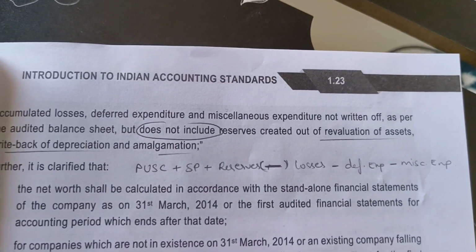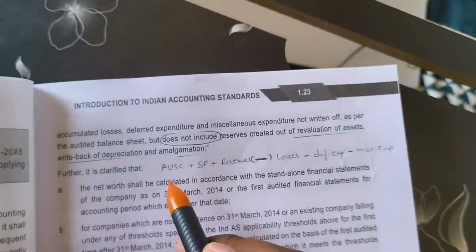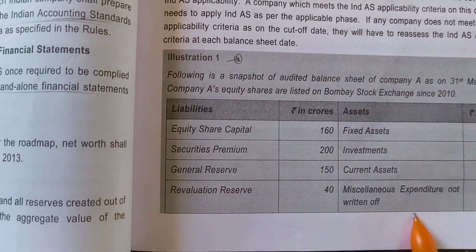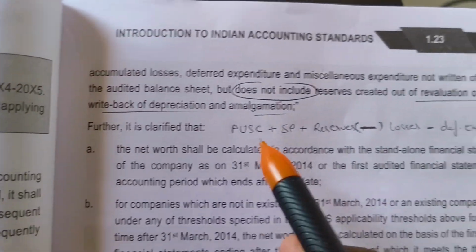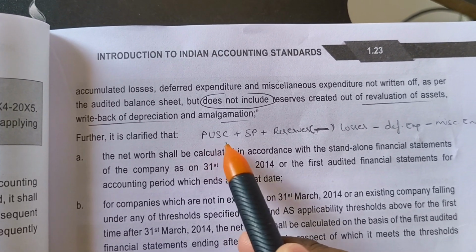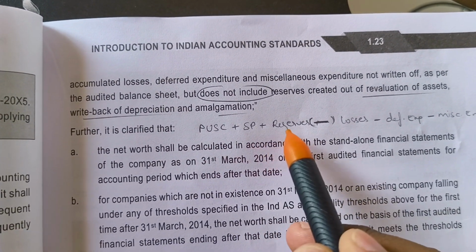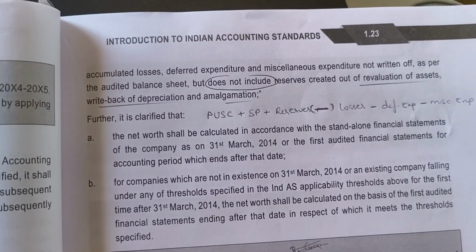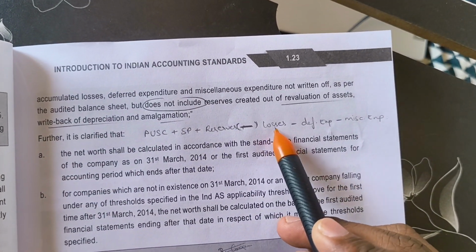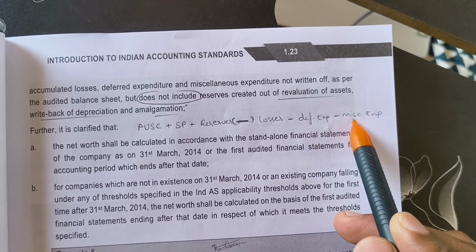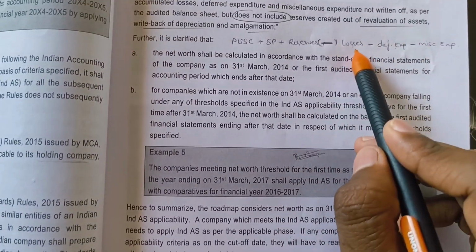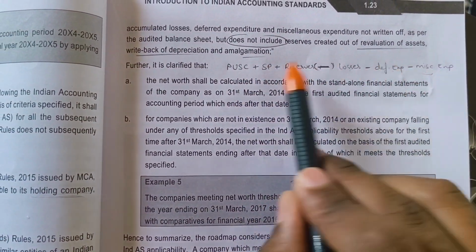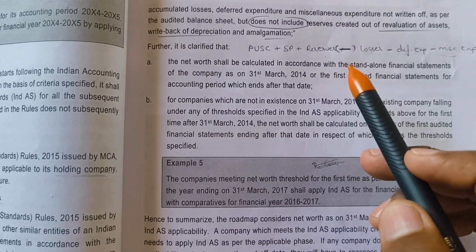For your convenience I made this. So for calculation, they will give the balance sheet like this, liabilities and assets. So in that we have to calculate using this one. Okay, so the first one is paid up share capital and securities premium and all the reserves. Okay, whatever reserves they put out of profits they have earned, we have to add that, and we have to deduct the losses and deferred expenditure and miscellaneous expenses. So you will get to know all this when you do a problem. Okay, so you have to deduct all this. From this we'll get the net worth of the company.